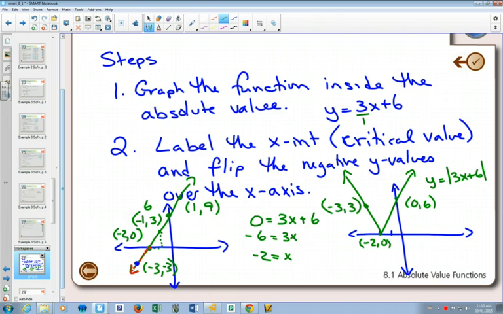So you already know how to graph lines. The only thing new that's happening is the parts that are below, the parts where the y values are negative, the absolute value would flip those up and make them positive.